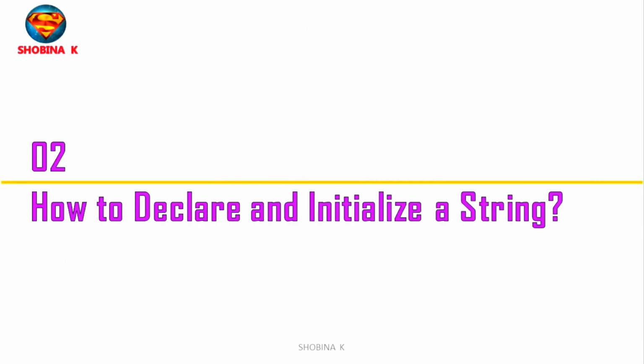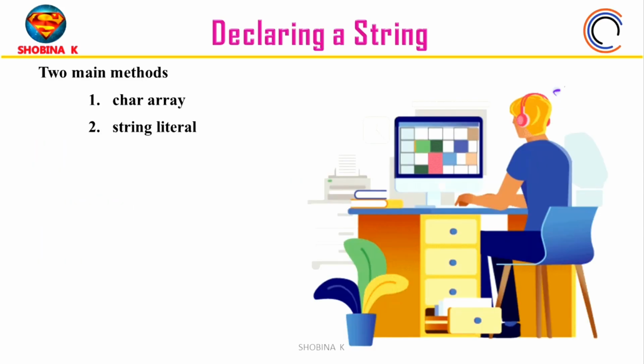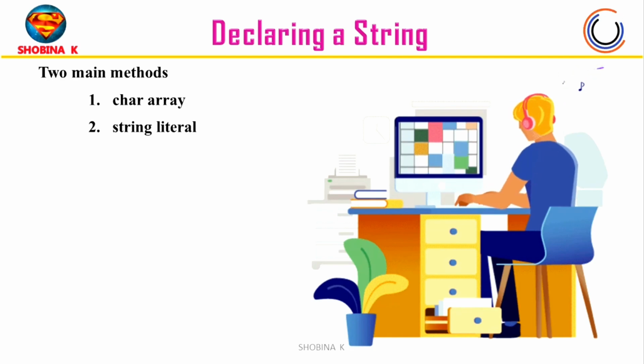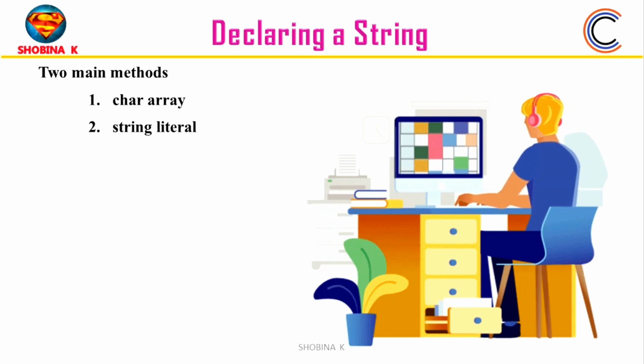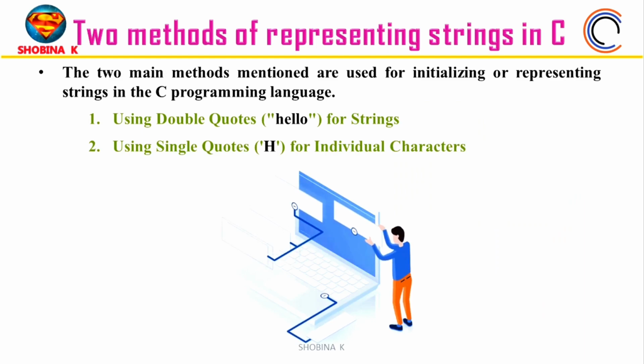Now let's see how to declare a string in C. There are two ways, which are using a char array and using a string literal. The key difference between them is that in one method, we need to add the null character at the end explicitly, and in another, it is added by the compiler automatically. Now let's discuss them in detail. But before that, let's see the two methods which are used to define strings and characters in C.